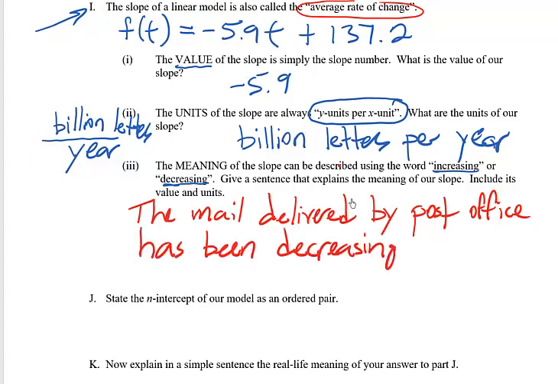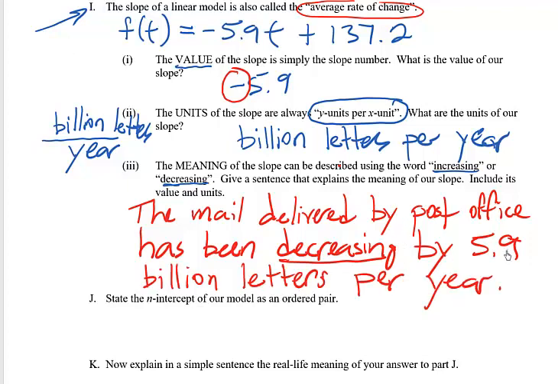Now, how do we know decreasing? Well, obviously because of the negative sign. I mean, we knew it was decreasing just from looking at the data in the table, but we've also learned that when the slope is negative, the line is decreasing. So the mail delivered by the post office has been decreasing, and then you can say by, and then simply put in the value and units of the slope. You don't need to include the negative. That's already covered by the word decreasing. So you'd say it's been decreasing by 5.9 billion letters per year.